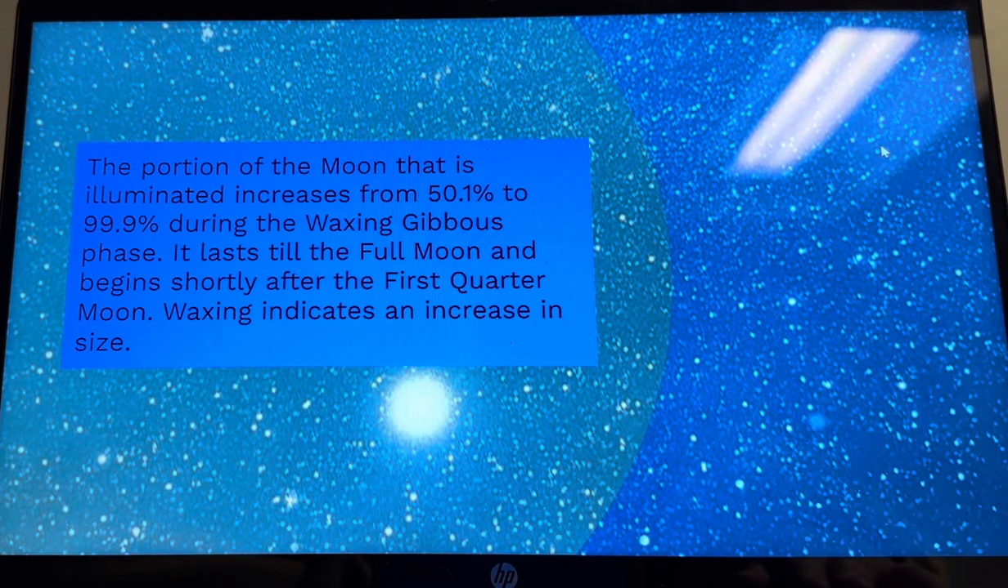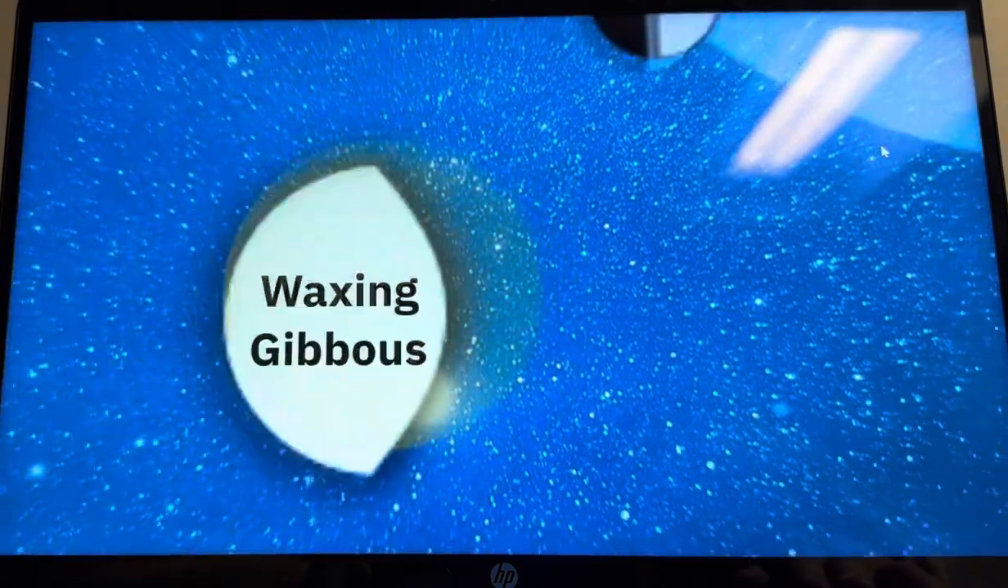Waxing gibbous. The portion of the moon that is illuminated increases from 50.1% to 99.9% during the waxing gibbous phase. It lasts till the full moon and begins shortly after the first quarter moon. Waxing indicates an increase in size.